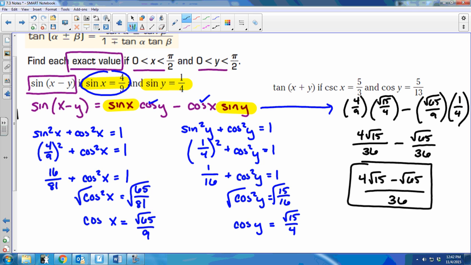Yeah, exactly. I mean simplified and in fraction form, no decimals. Because there's no rounding involved. Exact means there's no rounding at any point.